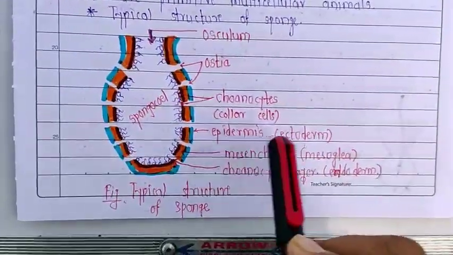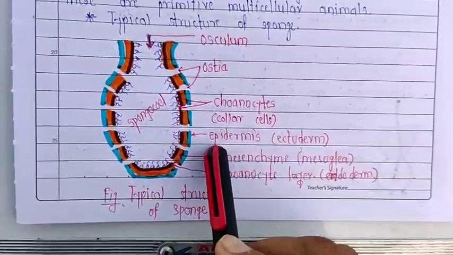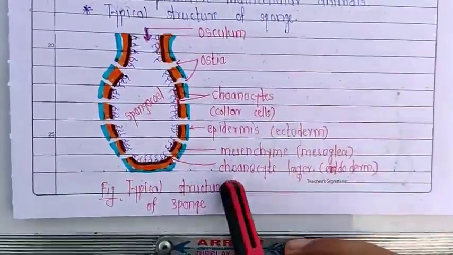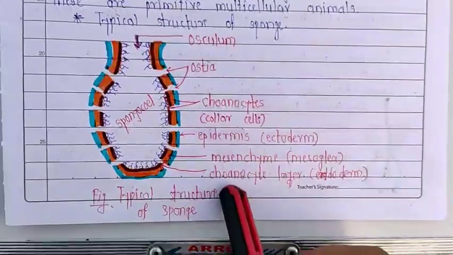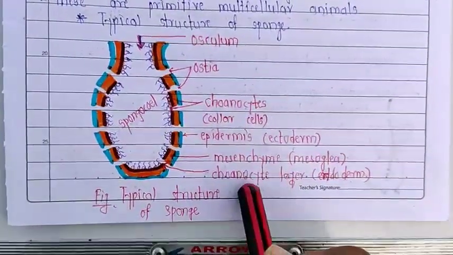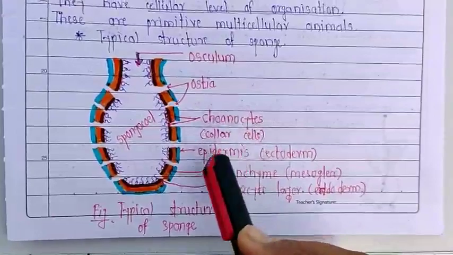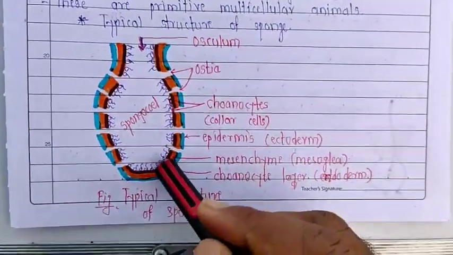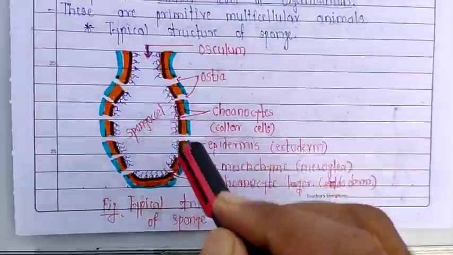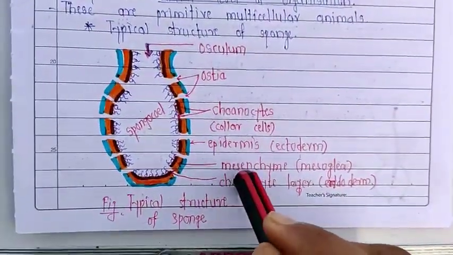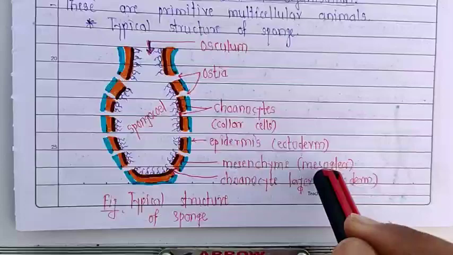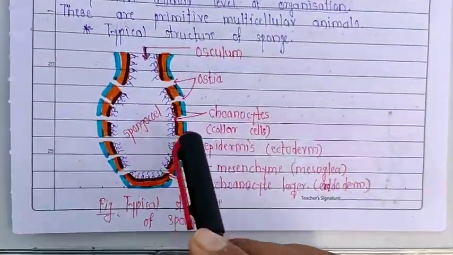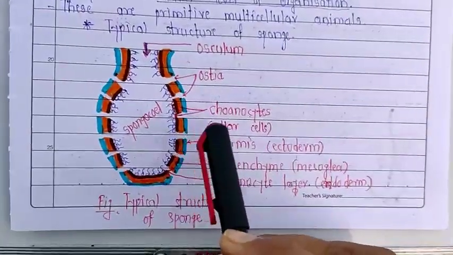Its body is diploblastic. The outermost layer is ectoderm, which is known as epidermis, and the innermost layer is endoderm, made up of choanocytes. So it is the choanocyte layer. In between the epidermis and choanocyte layer, the orange colored layer is known as mesenchyme or mesoglea, which is a non-cellular layer where amoebocytes and spicules are present.